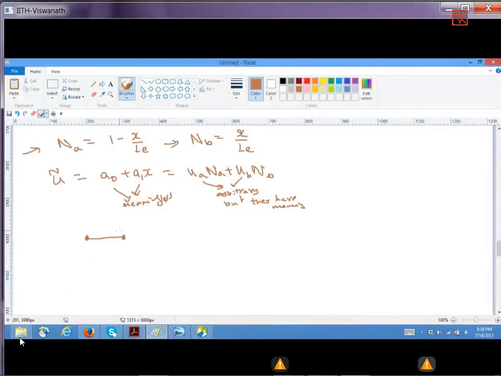Now, let me again digress and tell you something. Let's say your mother or father asks you to go to a nearby shop and bring maybe milk and curd. Let's say the milk would cost 3 rupees and the curd would cost 7 rupees, right? So let's say NA is the cost of milk and NB is the cost of curd. Now your mother asks you to bring uA units of milk and uB units of curd packets.